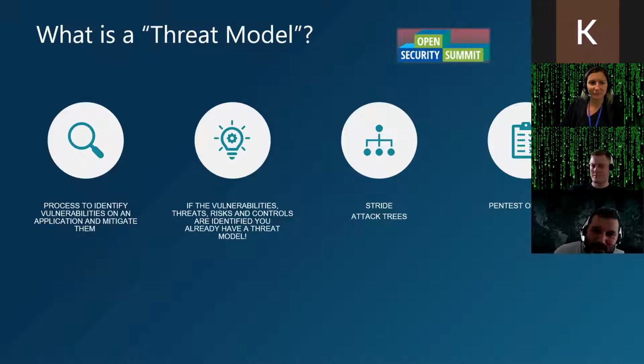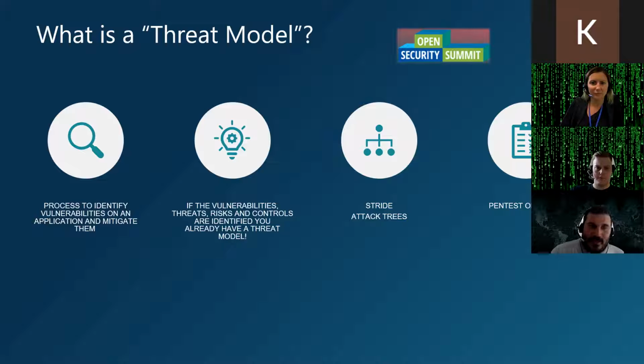So just in the beginning, what is a threat model? It is a process to identify vulnerabilities in an application and how to mitigate them. If you have already identified the vulnerabilities, threats, risk, and controls, then you already have a threat model. What do we use to do that threat model? Here, we are using the STRIDE attack tree, which is a model of threats, and the pen test.